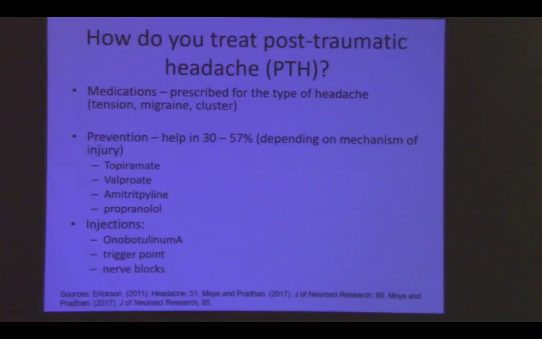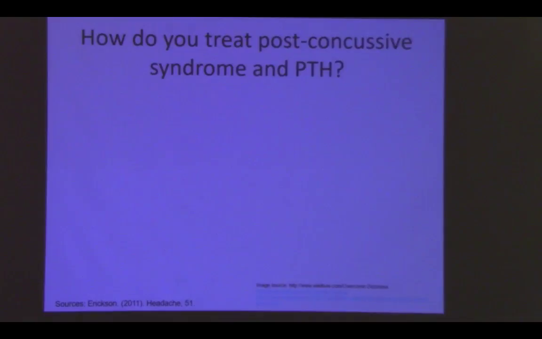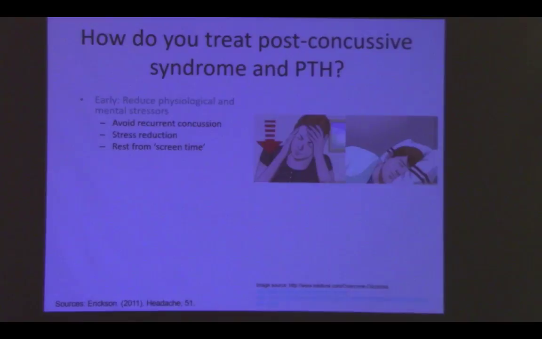And then we know that some of the injection type therapies, this is Botox therapy or trigger point or nerve block injections, can be beneficial in post-traumatic headache subtypes as well, depending on how those symptoms manifest. But I would add to this list that you might also consider those same things we've been talking about already with orthostatic intolerance and autonomic nervous system dysfunction.